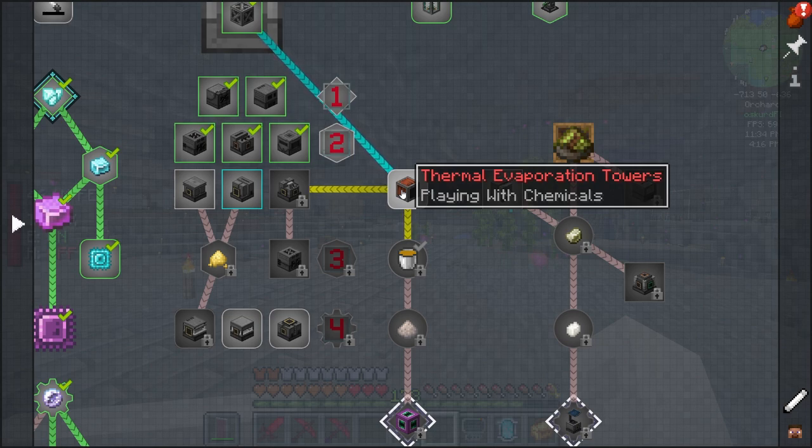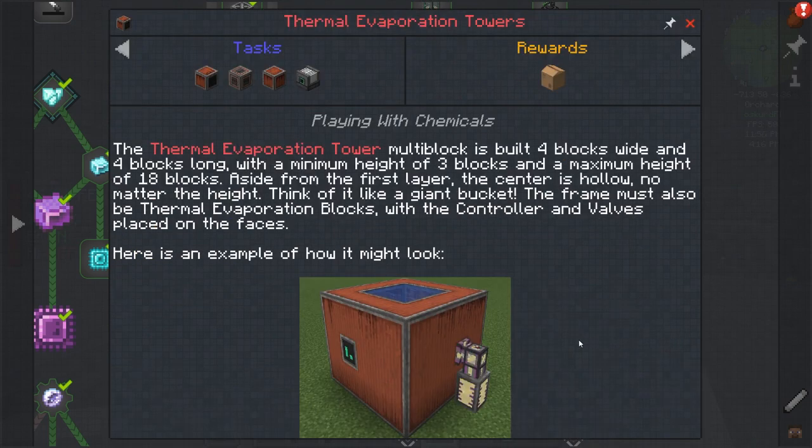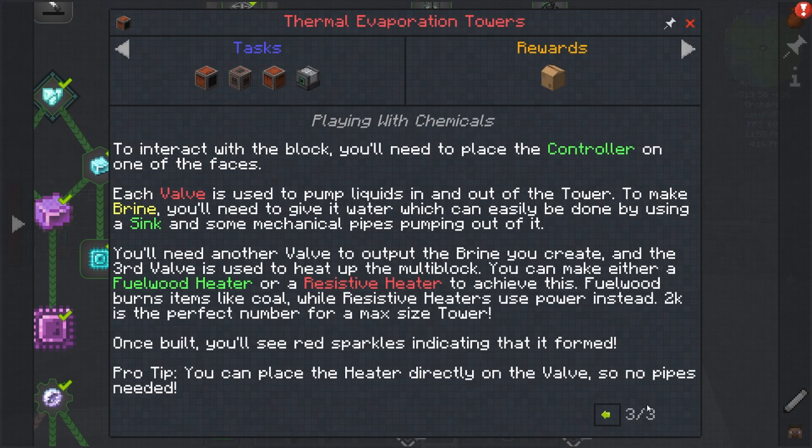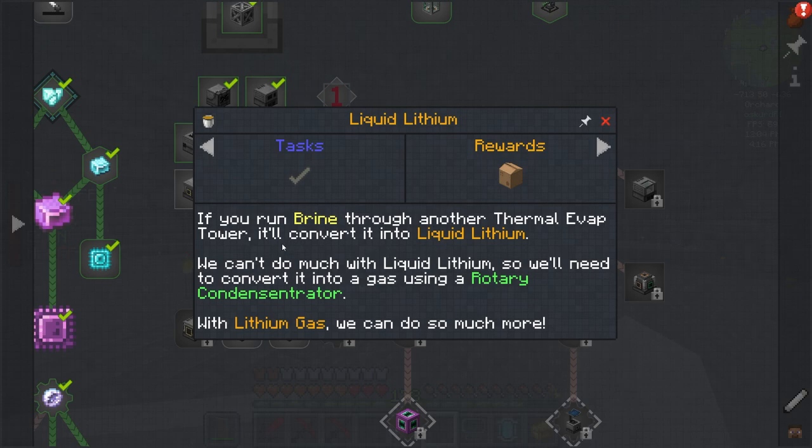But yeah, we did make this thermal evaporation tower, and we need 2 of them, because first we make brine water from water inside one of these evaporation towers. Looks like this. And then we want to make liquid lithium, so we just run this brine through another tower and we get liquid lithium.